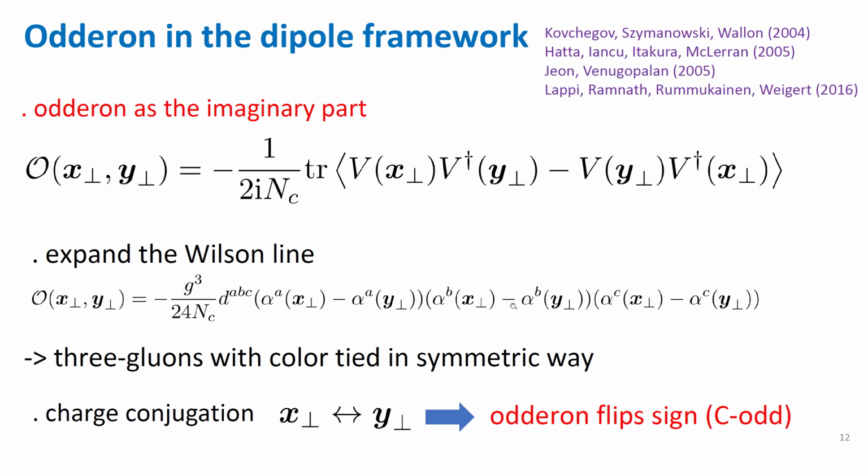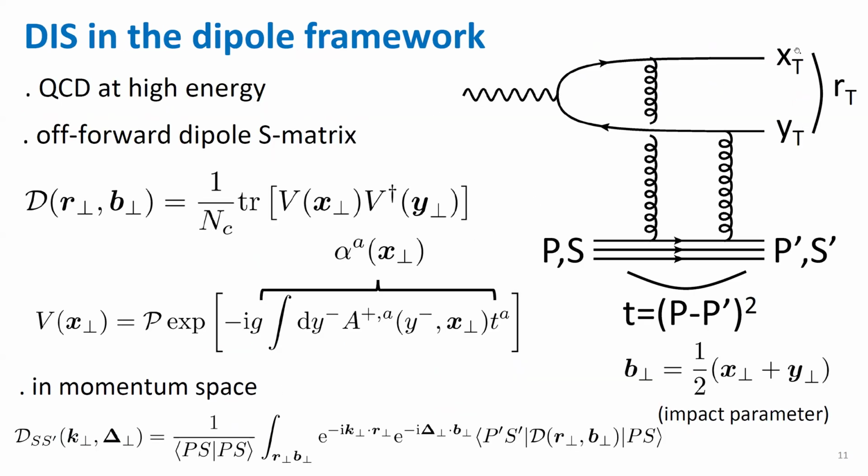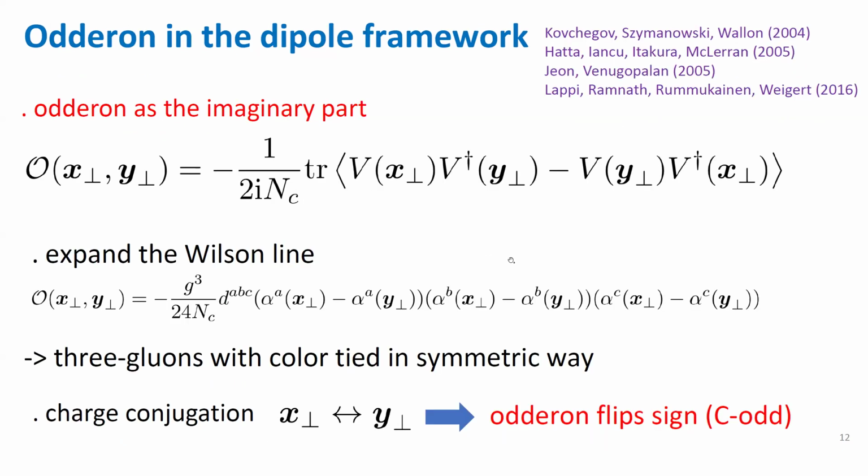So this is one way to confirm this is really the Odderon, and another way is to perform the charge conjugation operation. This would be flipping the quark and the anti-quark position, and then obviously this Odderon amplitude will flip sign. This is the argument that it's C-odd.